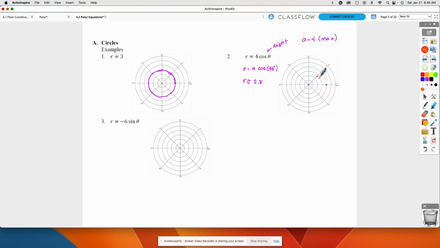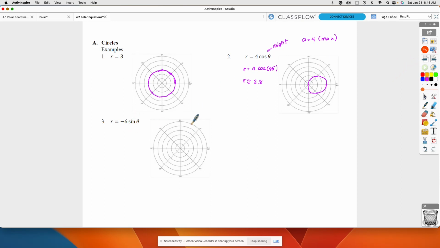And this is symmetrical onto the other side. So we have another point right here. And we just connect these 4 points by a circle. It doesn't have to be perfect. So this is your circle for r equals 4 cosine theta.